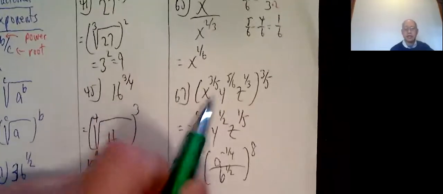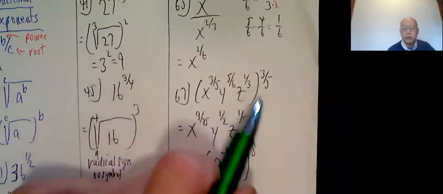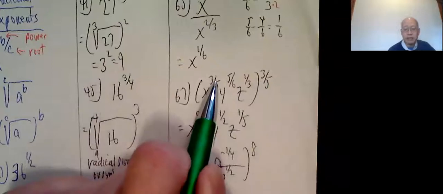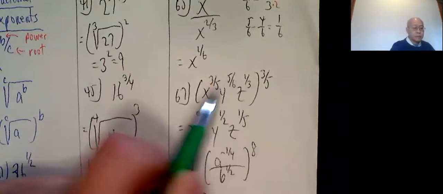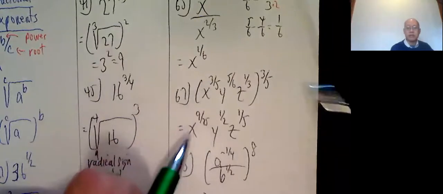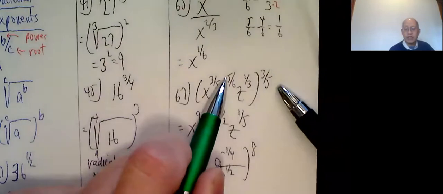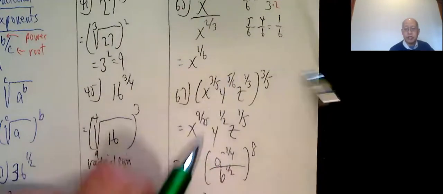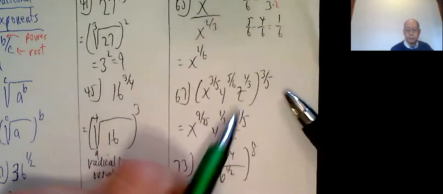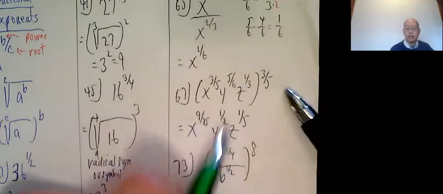Okay, 67 looks kind of scary, but you're really just multiplying fractions. So we distribute the 3/5. It's 3/5 times that, and that. Okay, so I work on the fractions. 3/5 times 3/5, 9 over 25. 5/6 times 3/5. The 5s cancel out. So you have 3 over 6, which reduces to a half. And then z to the 1/3 times 3/5. The 3's cancel out, so I have 1/5.